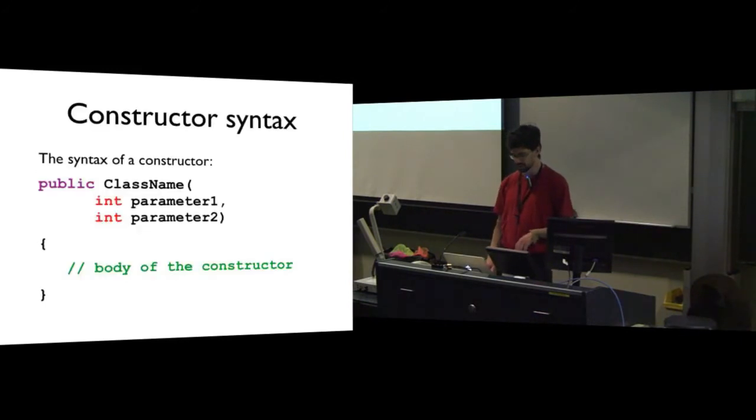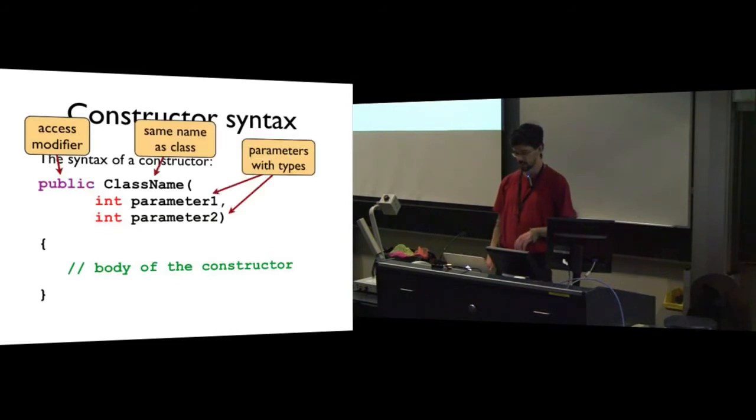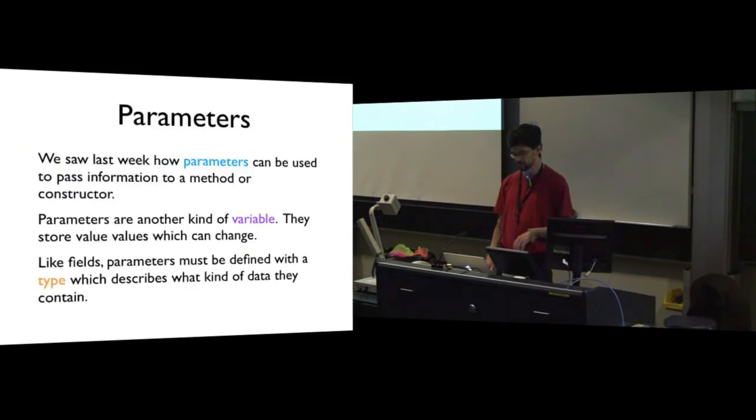And you can have a look at the source code for that. That's the syntax of a constructor: another access modifier, name of the class, parameters, and then the body in braces. And we talked about parameters. Parameters are also variables. Like any other variable, they have a type. They're a way of storing data. And we'll talk a little bit more about parameters and fields today.